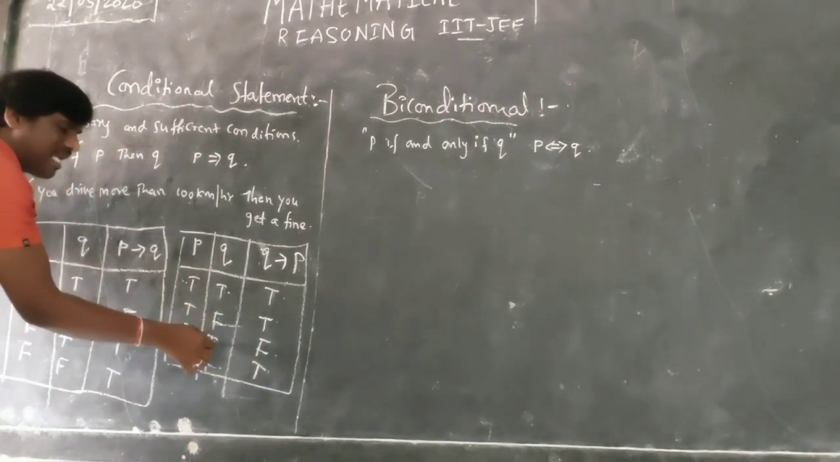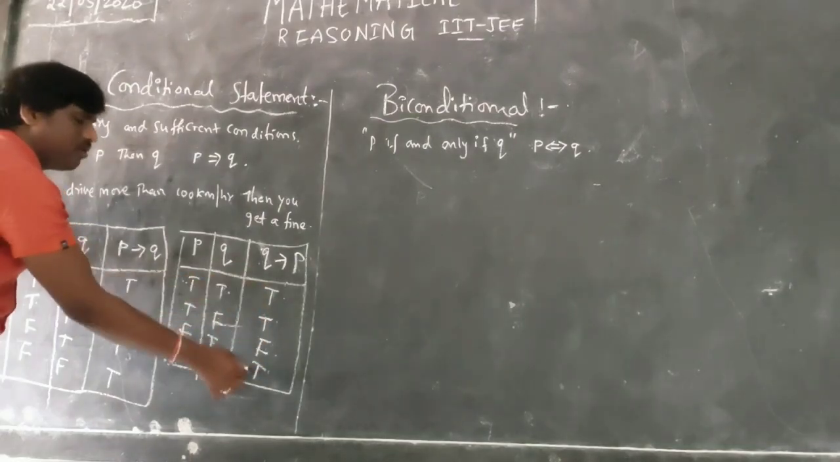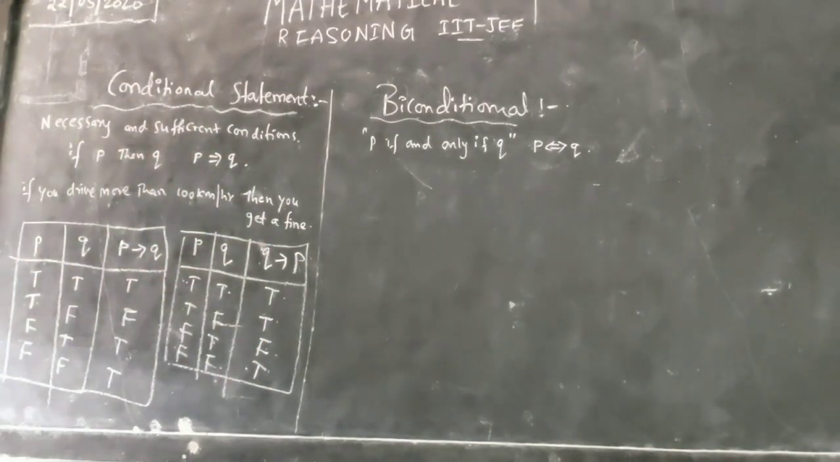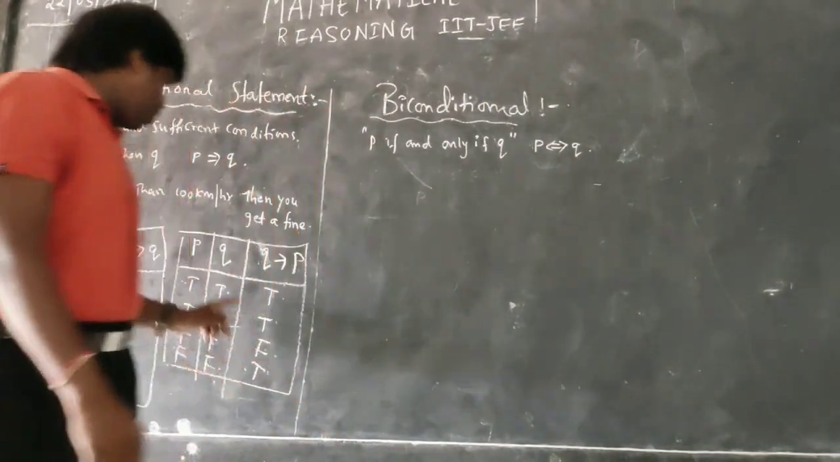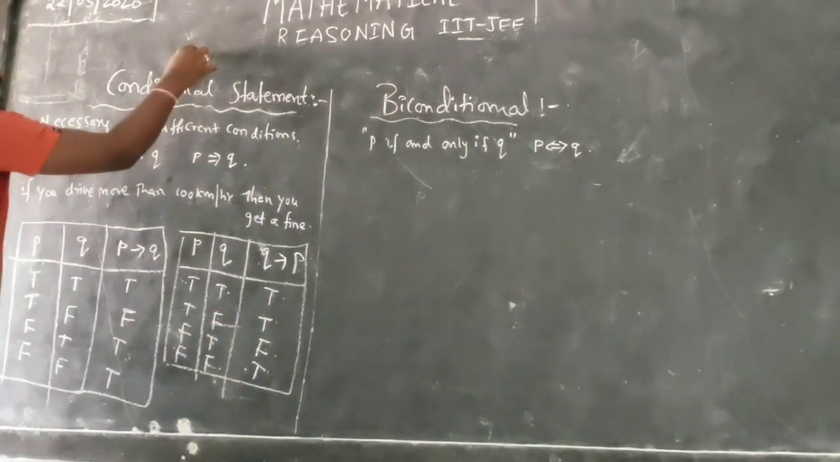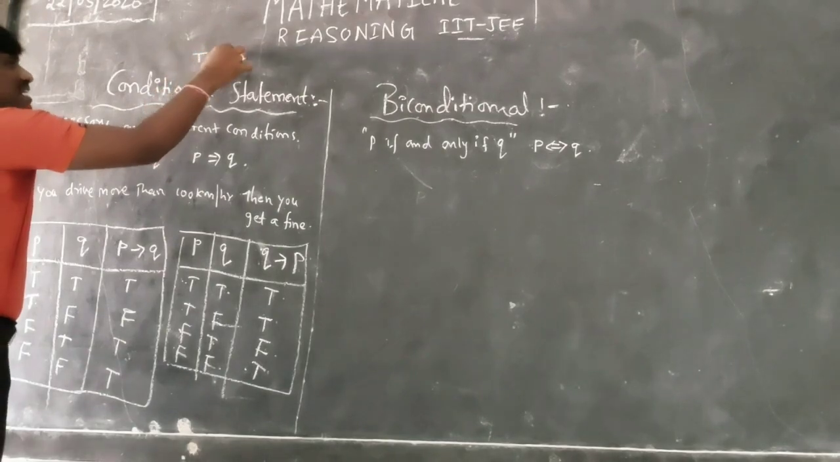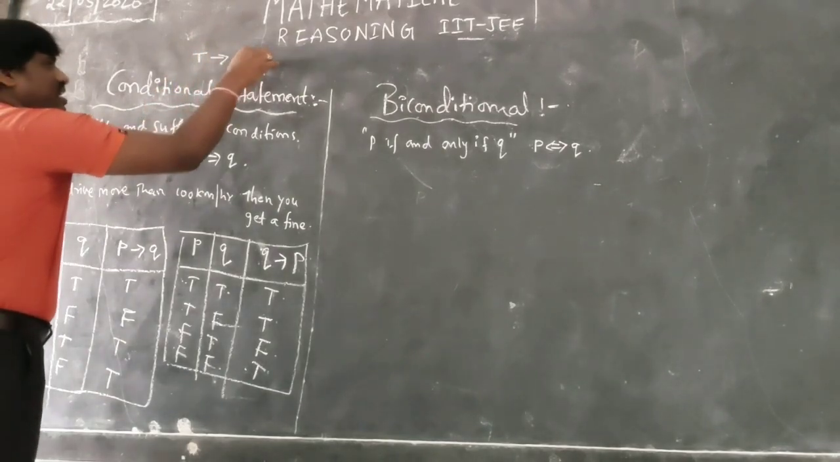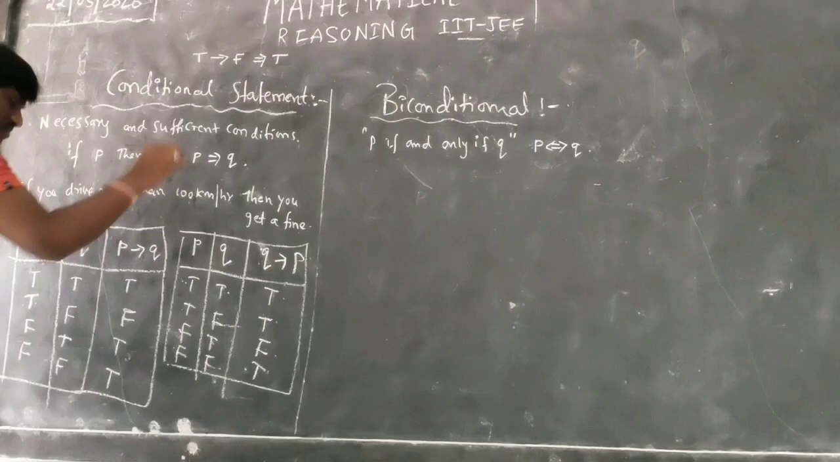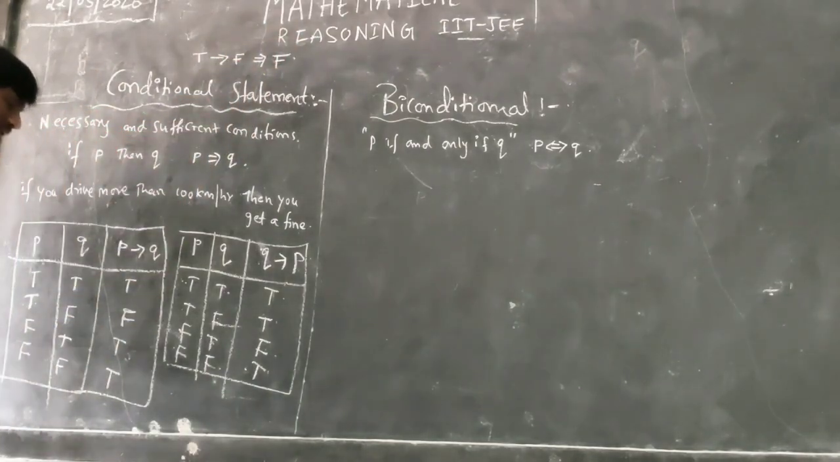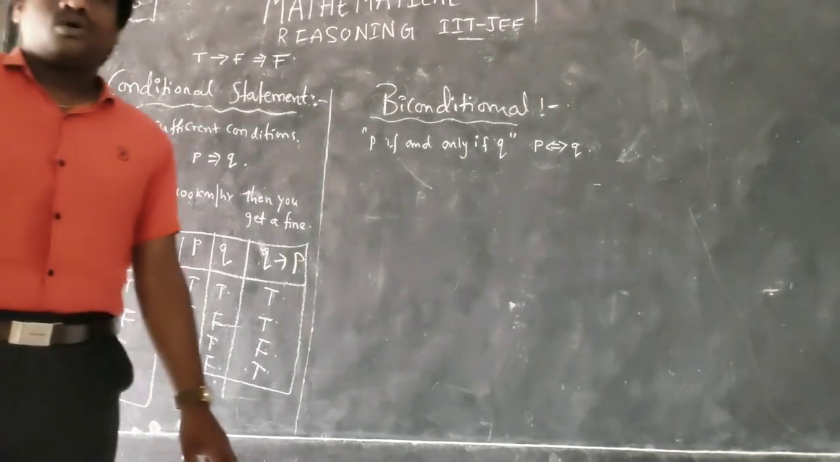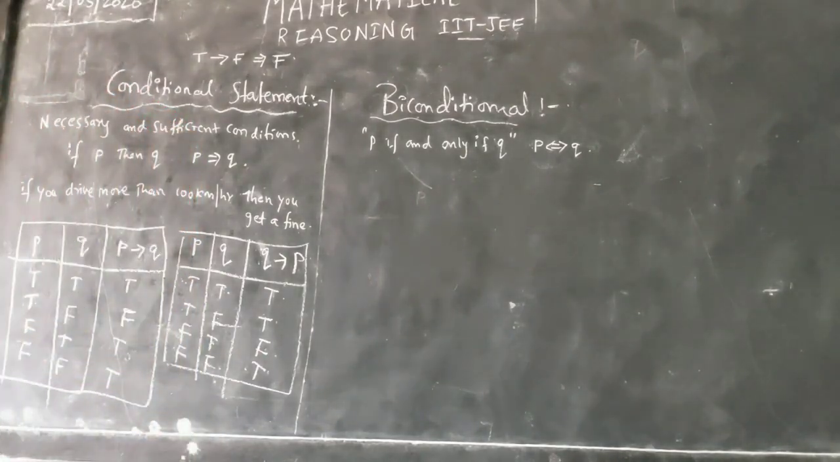It means when I am traveling more than 100 kilometers per hour, I get a fine. The remaining times I don't get a fine. That is what is called the conditional statement. This is the truth table you have to remember: T implies F is false. The remaining times it is true. Hope you understand what I said.